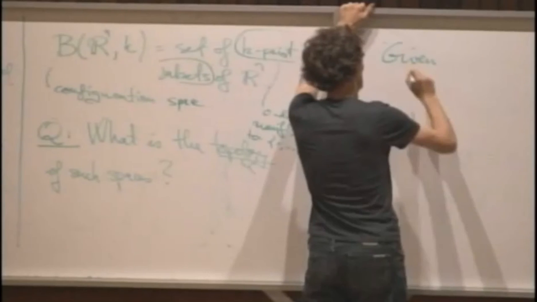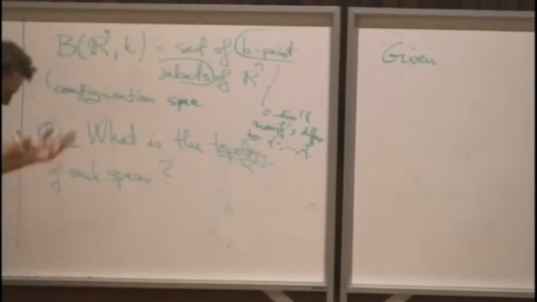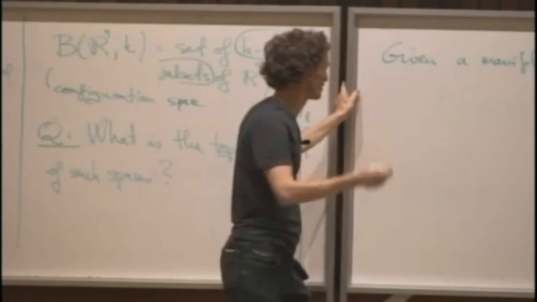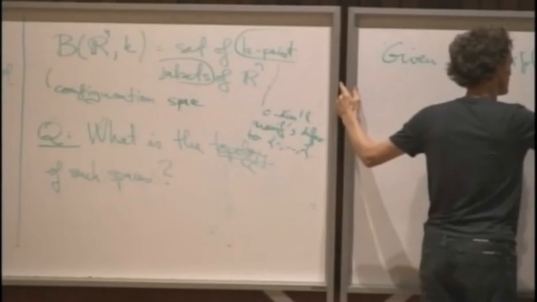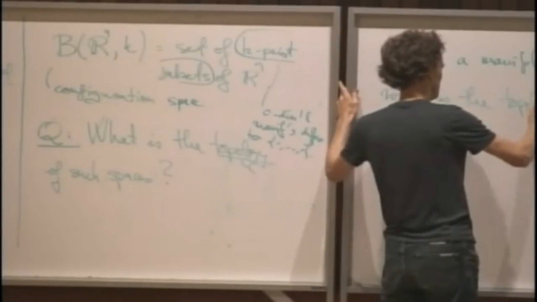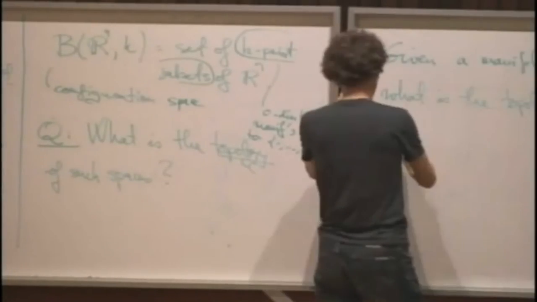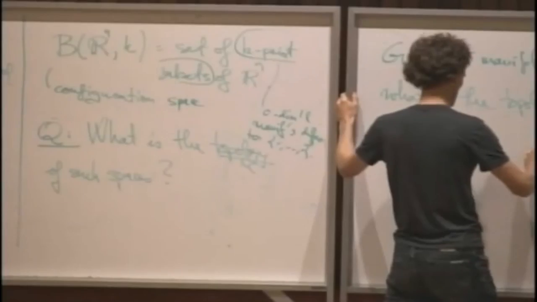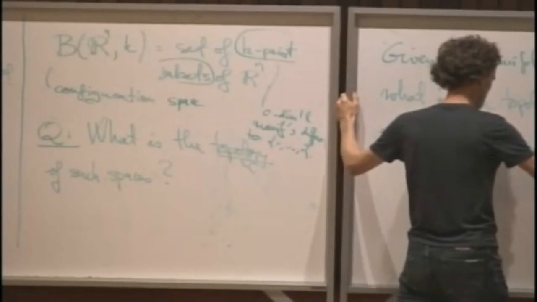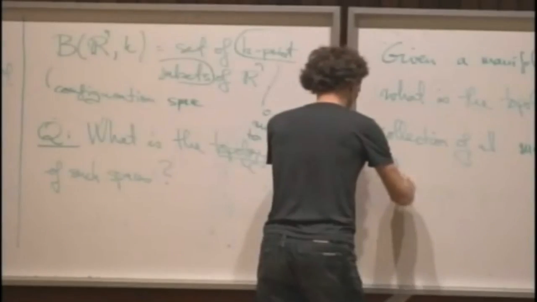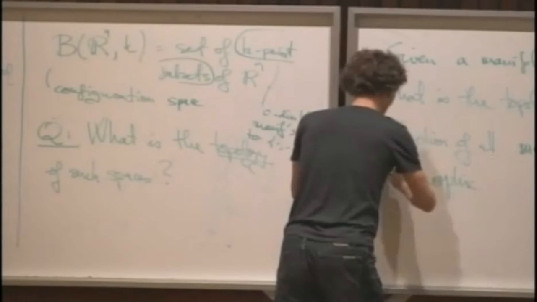So given maybe a compact manifold in R^n, what is the topology of the collection of all manifolds diffeomorphic to that one? This question is a special case of that one.